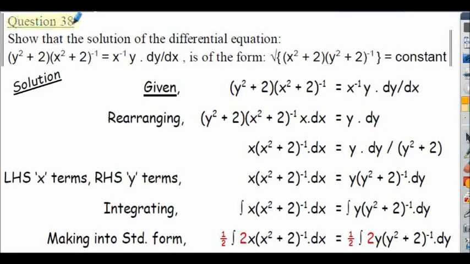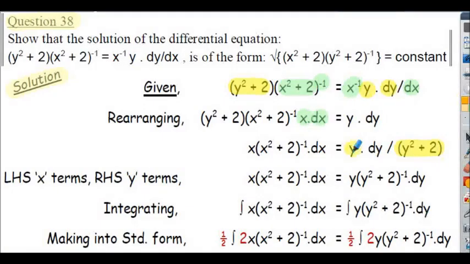Here's question 38, commencement of the solution. We're given in the question y squared plus 2 multiplied by x squared plus 2 raised to the power of negative 1 is equal to x and negative 1 multiplied by y multiplied by dy dx. Rearranging the equation here on the next line, I've multiplied by dx, and multiplied throughout by x. On the next line I've divided throughout by y squared plus 2.